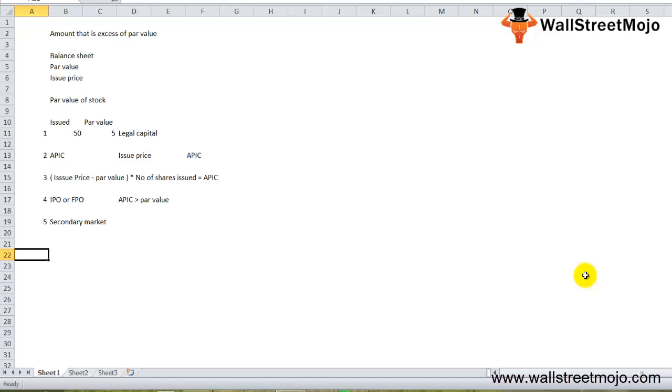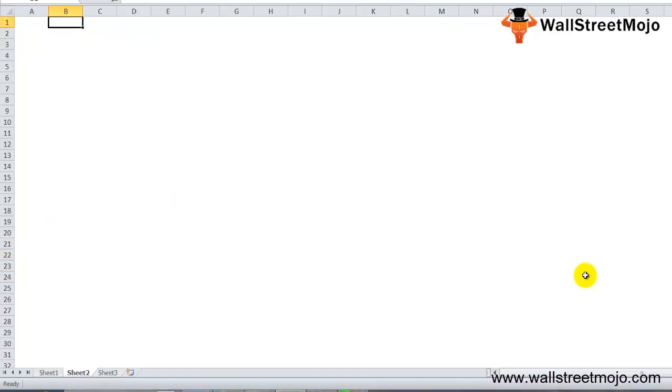So let's understand this with an example, to understand the APIC on the balance sheet better. Let's say there is a company called Infinite Inc. and it has issued 10,000 equity shares at $50 per share. The par value of each share is $1 per share. We need to find the APIC. This is an easy example that illustrates how to approach additional paid-in capital on the balance sheet.